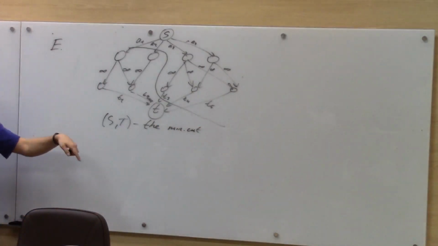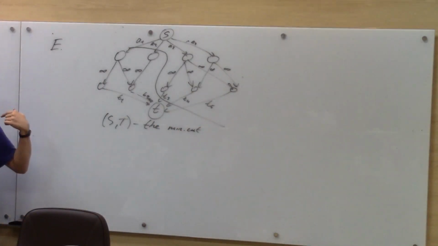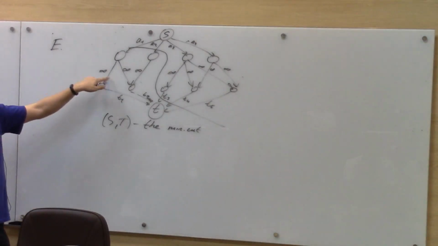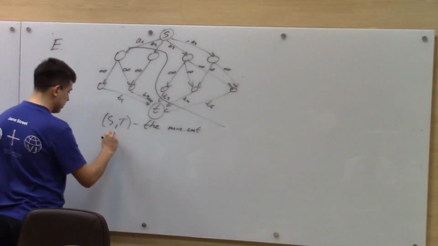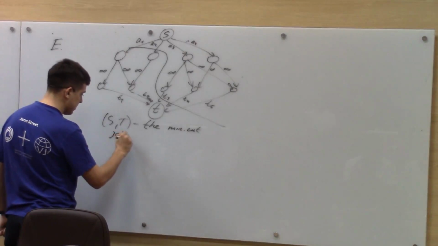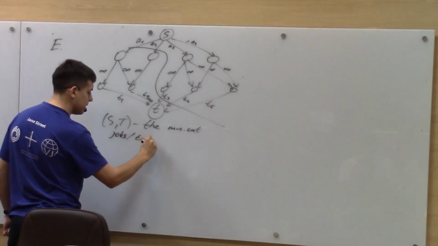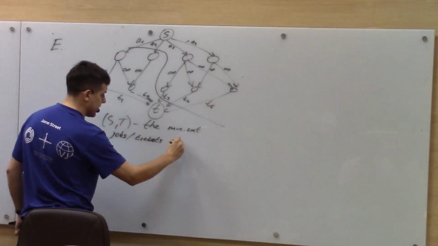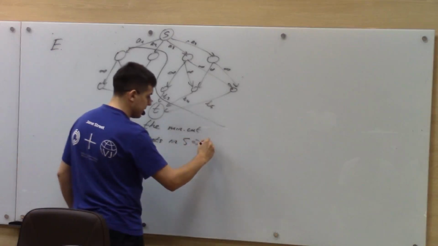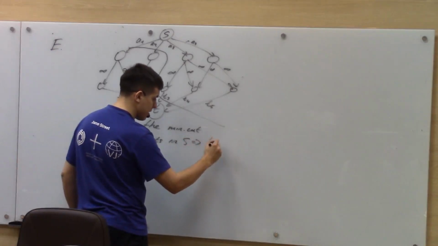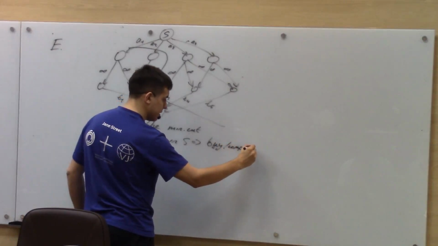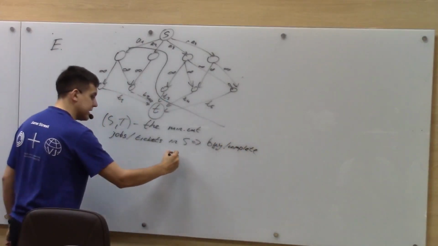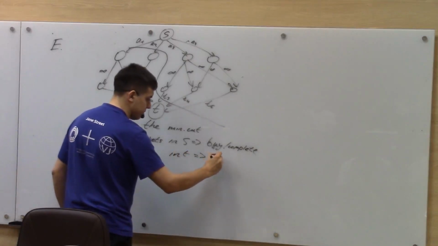All the jobs and tickets that are in S, we will buy them and we will complete those jobs. And all these jobs that are in the right part, we will not do. So jobs, tickets in S, we will buy and complete. And in T, no.